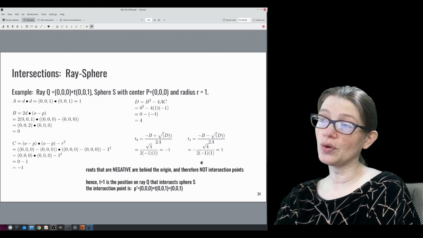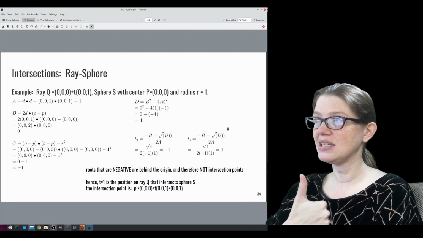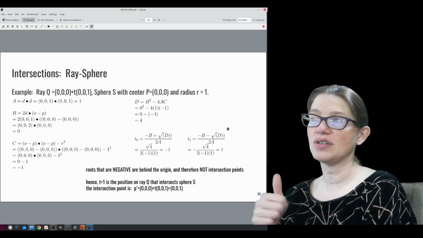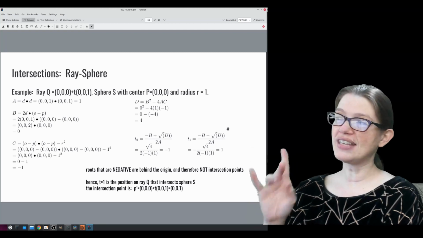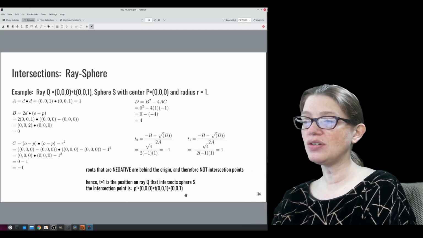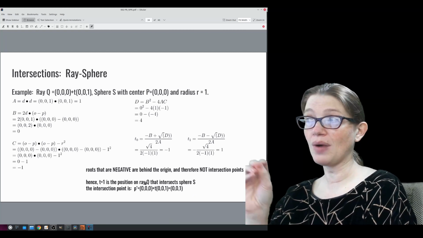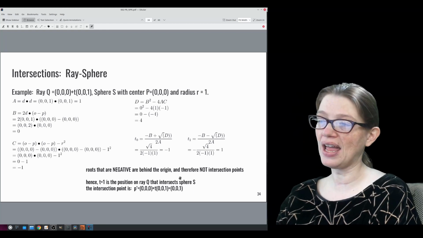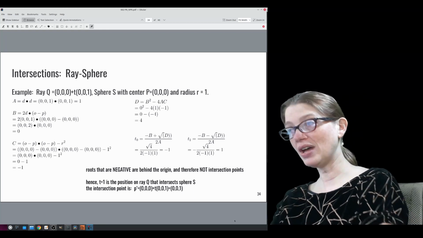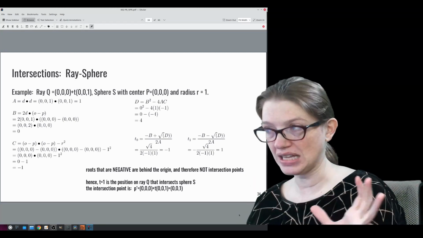But this root, we got a solution of positive 1, which means this is a value of t where the ray is intersecting the sphere. We take this value of t equal to 1 and substitute it into our equation, the origin of the ray plus t times the direction of the ray, and I get the surface point as 0, 0, 1. So ray-sphere intersections are actually blissfully simple.